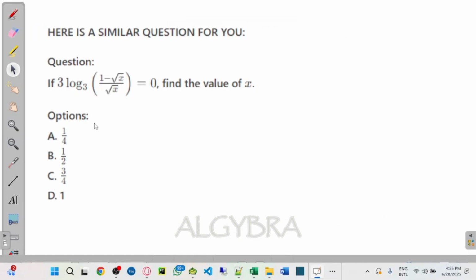So based on what you've learned in this video, here's a similar question for you. It says: if 3 log to base 3 of (1 minus square root of x) all divided by x is equal to 0, find the value of x. Option A is quarter, option B is half, option C is 3/4, and option D is 1.